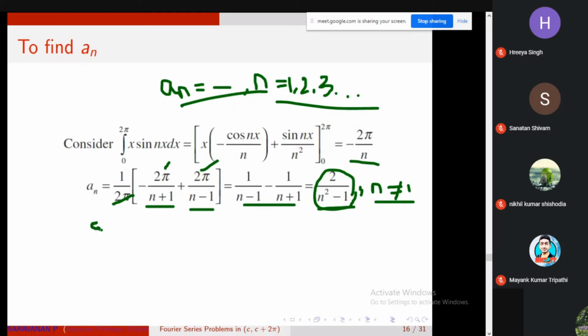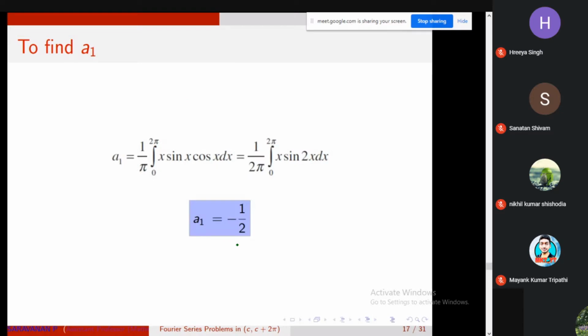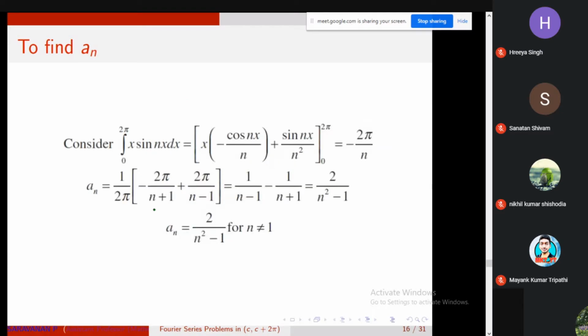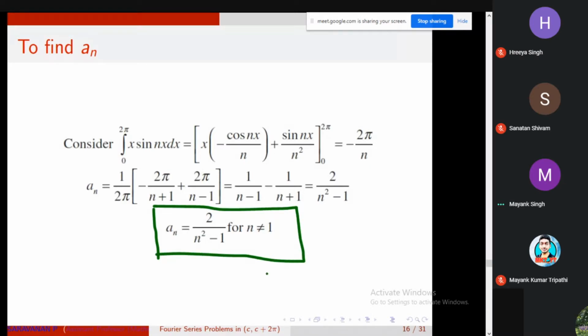That is, you can substitute 2 and get the value of a2, you can substitute 3 and get the value of a3, etc. So it is valid only for this. In such cases we have to compute a1 again. So this is the answer for an for n not equal to 1, that is, it is true for n equal to 2, 3, 4, 5, etc.